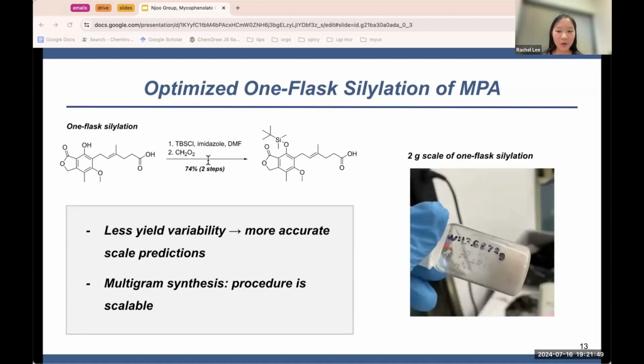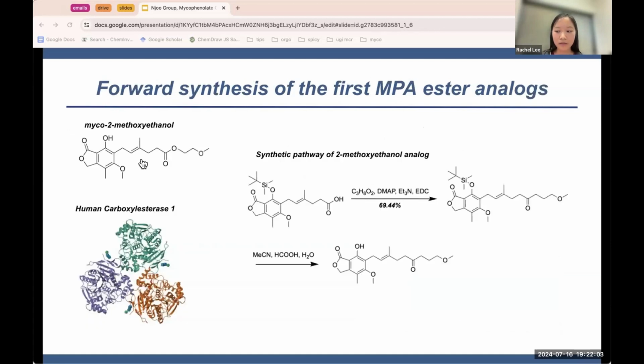So as you can see, we were able to reproduce this reaction on a multi-gram synthesis. We recently performed a 2-gram scale of the 1-flask silylation of MPA. So we continued to synthesize TBS MPA, and we began to synthesize our first MPA ester analogs.